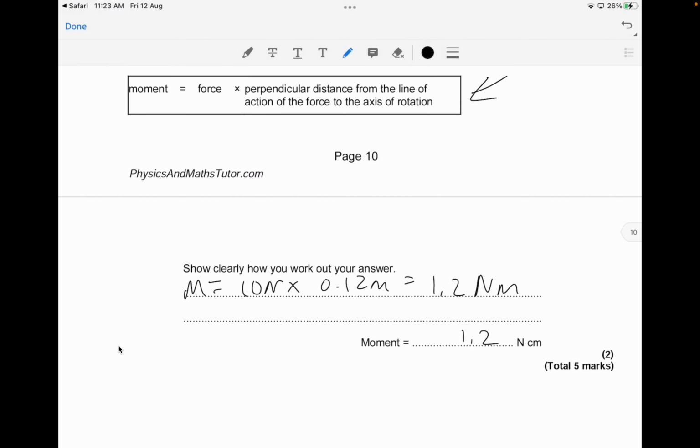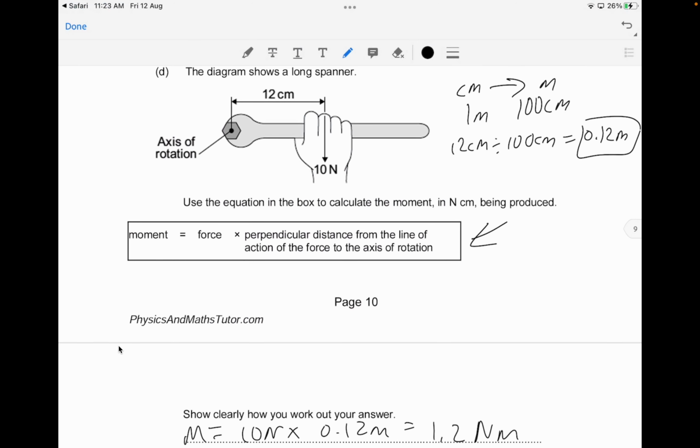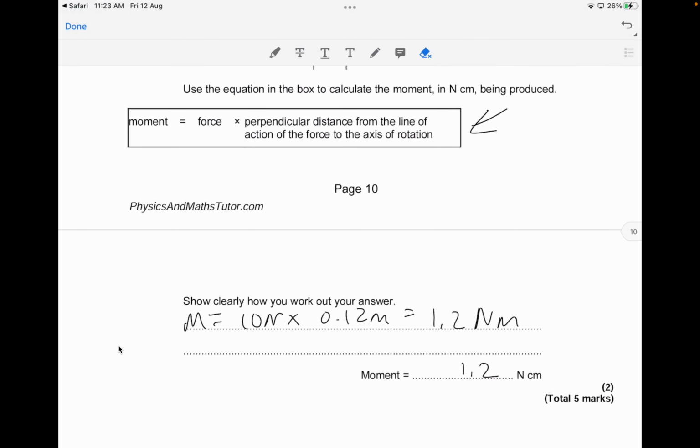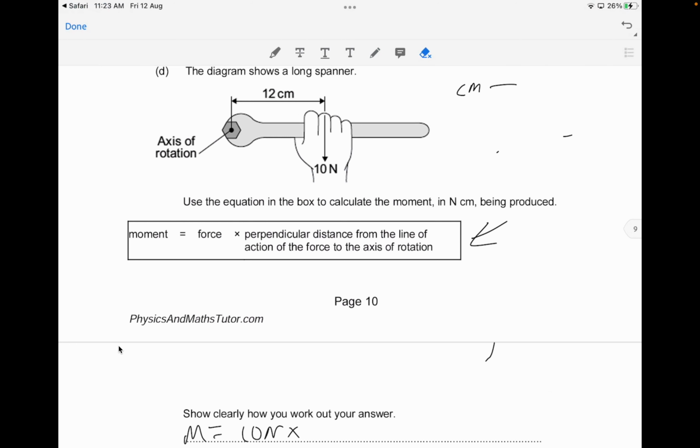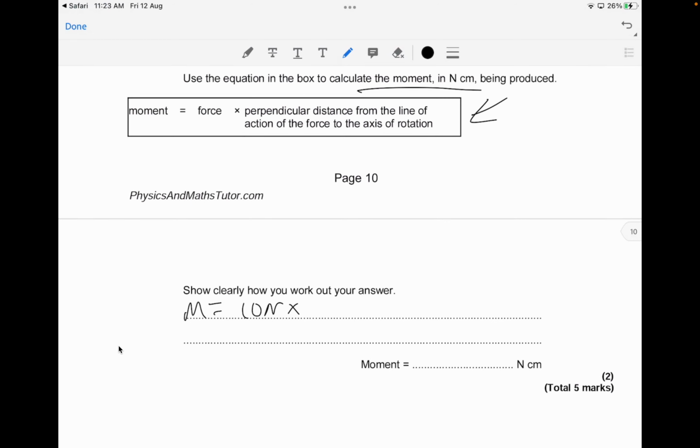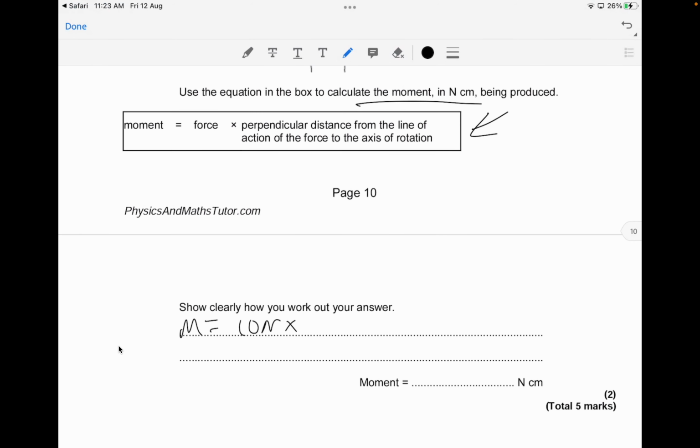Actually, no, wait, hold on. Since this is 10 newtons, we have to check the value of the moment. Basically, we do not have to convert this; we can leave it as 12. The reason is that we have to look carefully at the question. The question states that we have to calculate the moment in Newton centimeters. That's all. So you can just leave it as 12 centimeters.